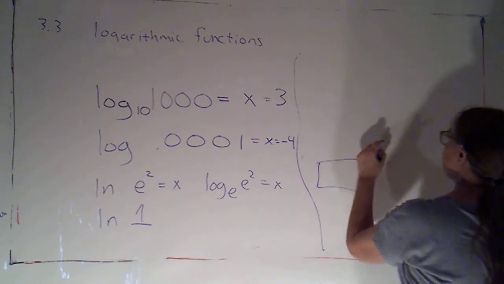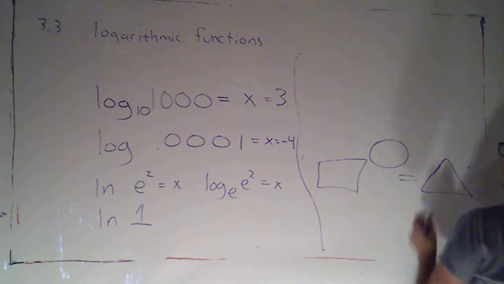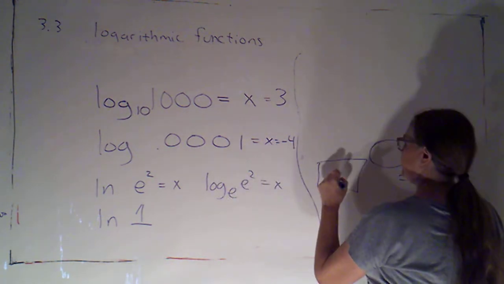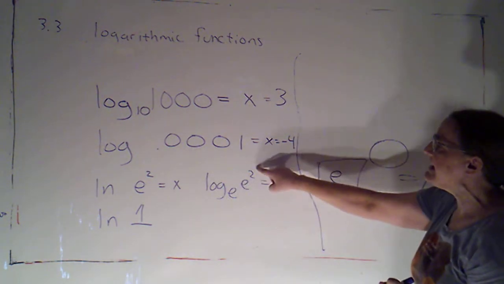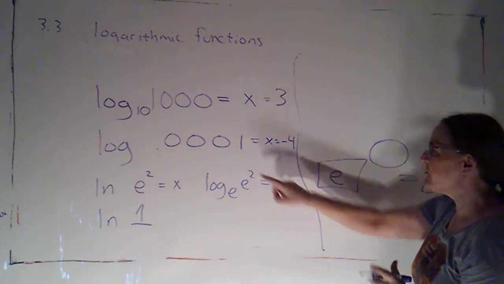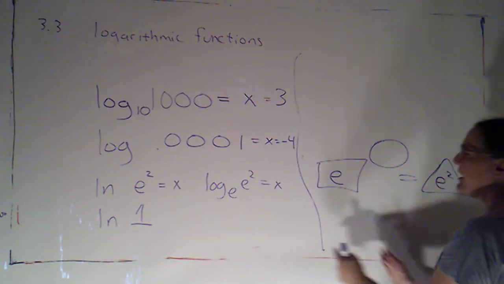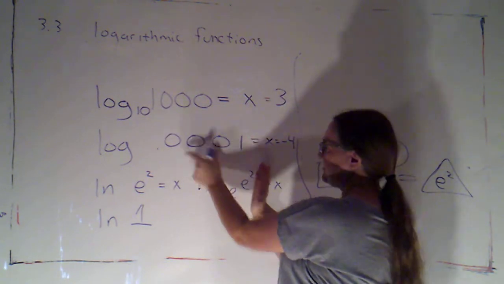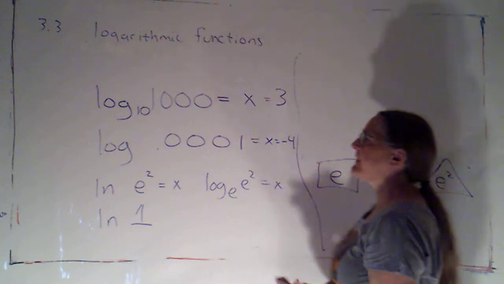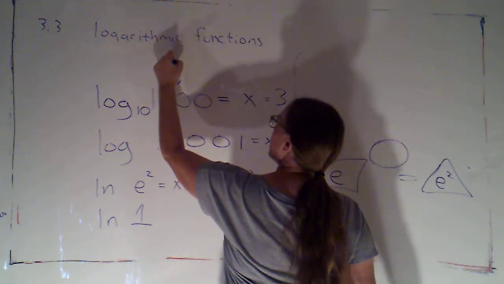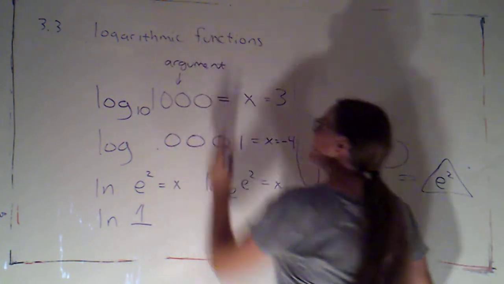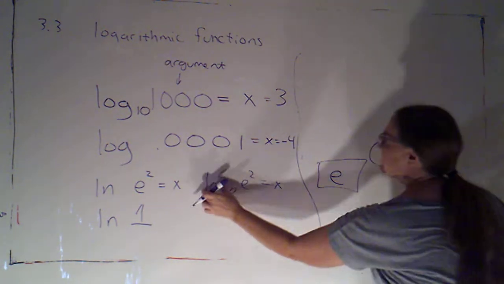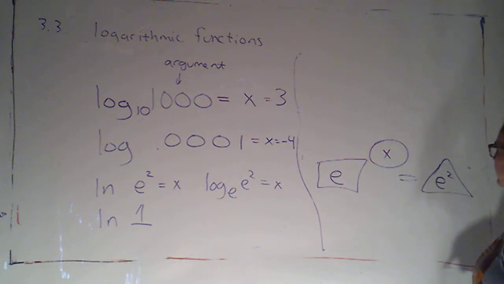So we'll have a base, an exponent, and a result. The exponent I need when e is my base. E squared is in the result position. The thing that follows the log, so in this case the 1,000, here the 1/10,000th, here the e squared, here the 1, we call that the argument of the log. It's just the thing that becomes the result when you rewrite things in exponential form. And the log is x, so the exponent is x.